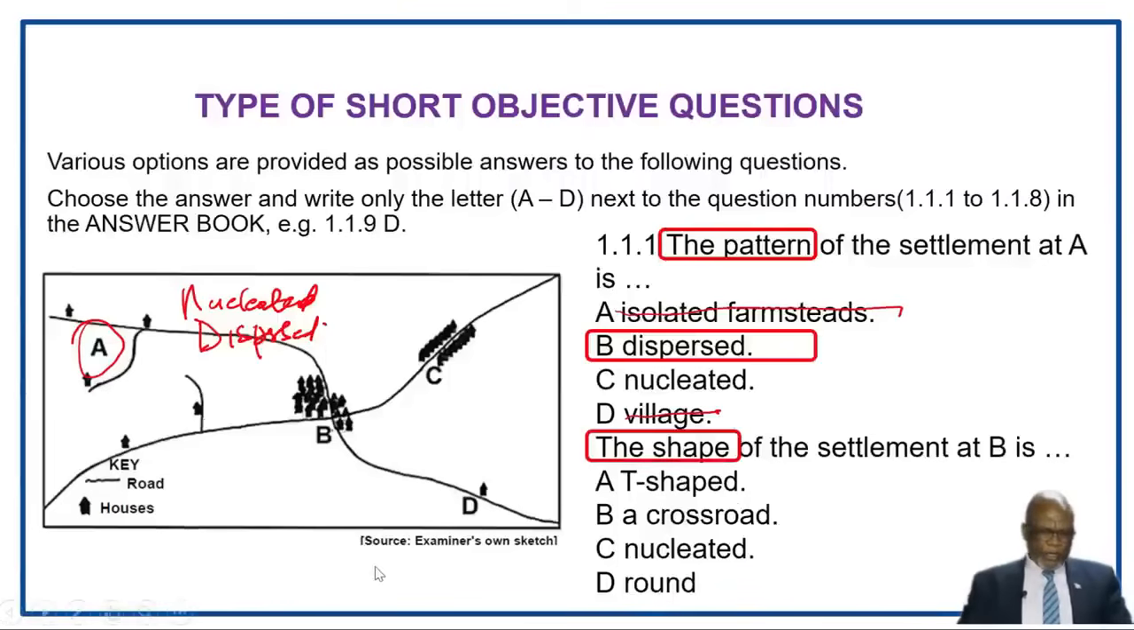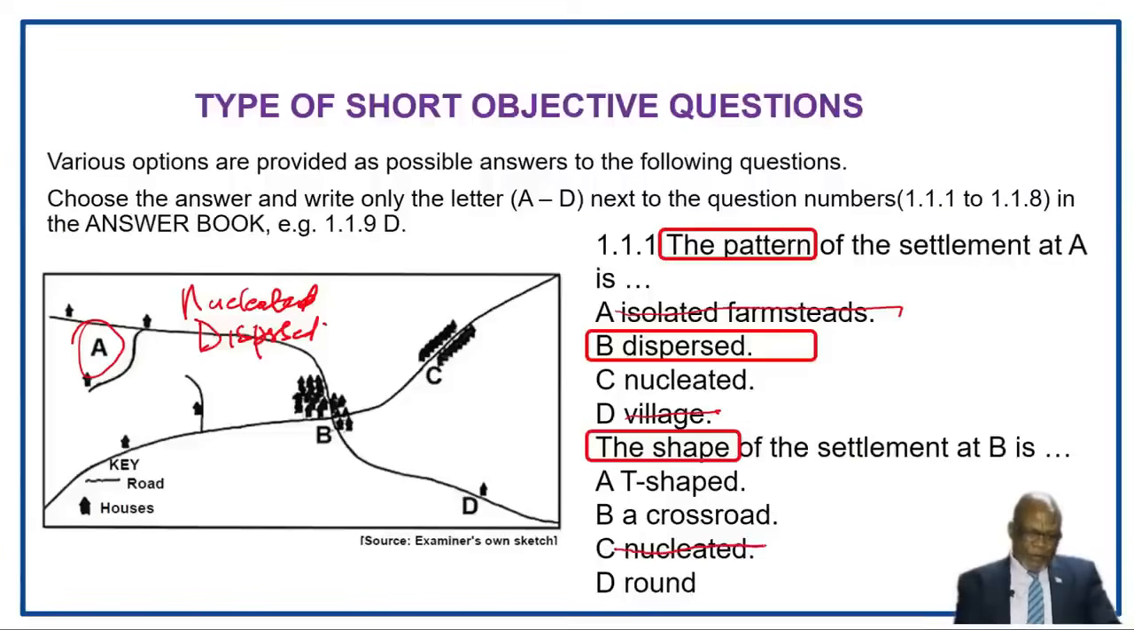And then the next question says the shape of the settlement at B. So here at B, we are looking at the shape. We're not looking at the pattern now, the shape. So the settlements can be classified according to shape as well. So what is the shape at B? Is it T shape? Okay, this is more than a T. But this is a shape. This is cross. But this one, you can cancel it out because it's a pattern.